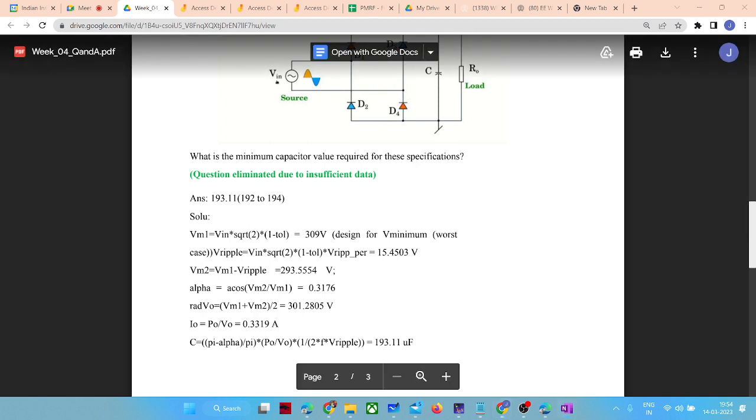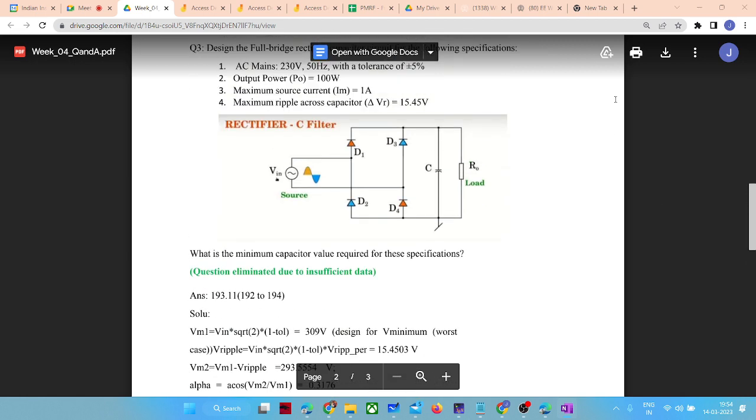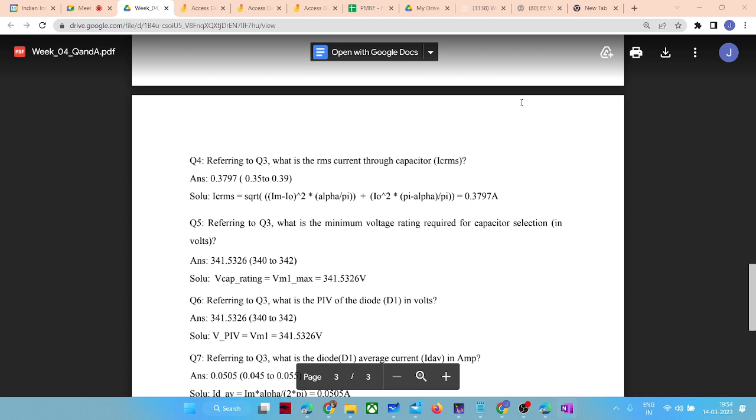Okay. So I will see this solution and I will try to extract the information of what is given. Similarly for the capacitor RMS current, sir. Capacitor RMS current. That is question number four, right? Yes, sir.